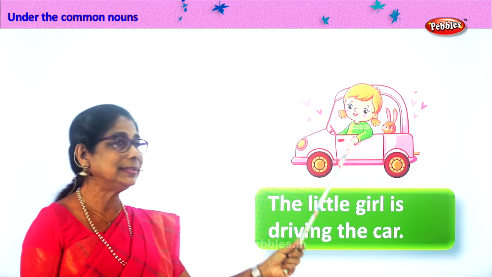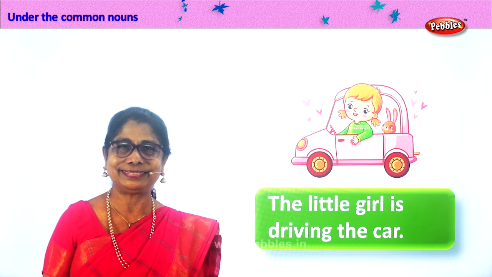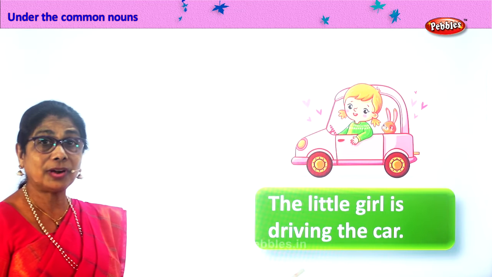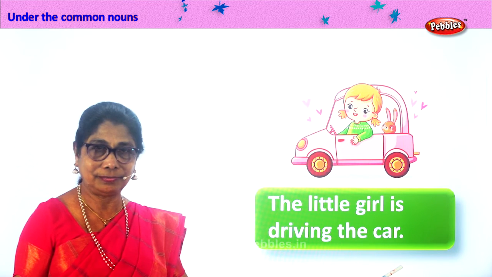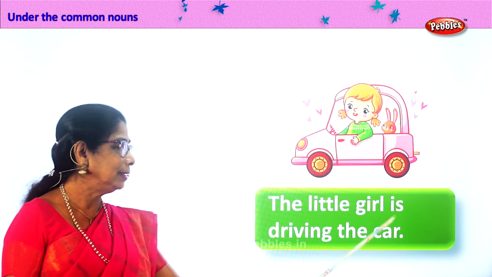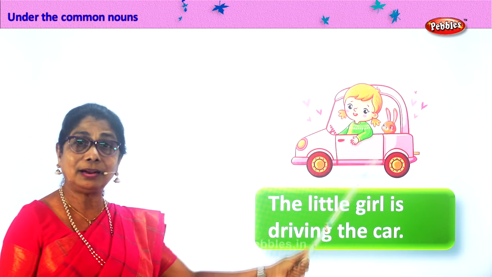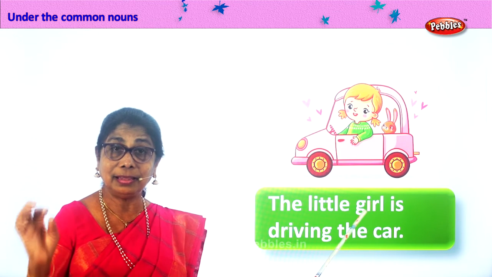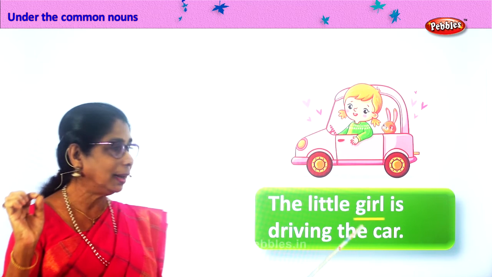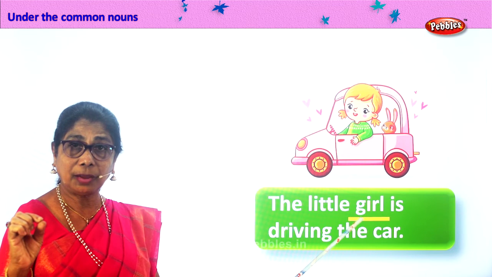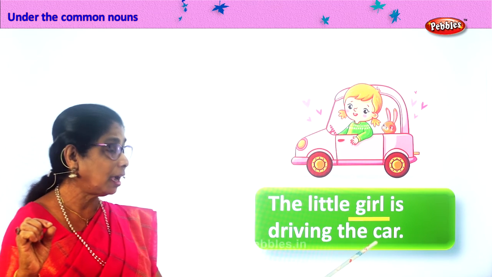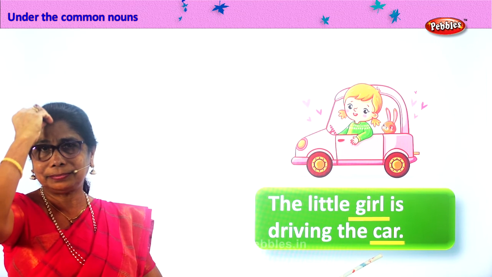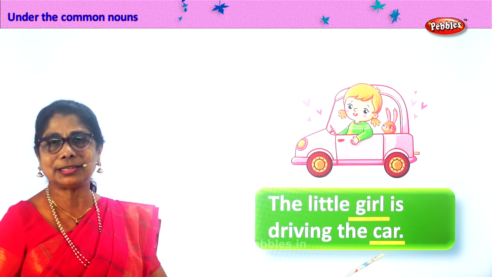Good. Let's look at another picture. Little girl is sitting inside the car. The little girl is driving the car. Girl. What is girl? It can be any girl. Common noun. We underline girl. Girl is a common noun. Again, car is a common noun. Car. Yes? Car is a common noun.